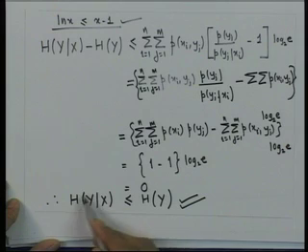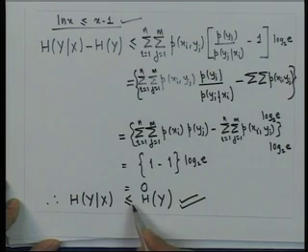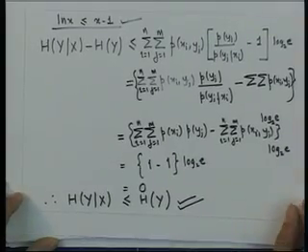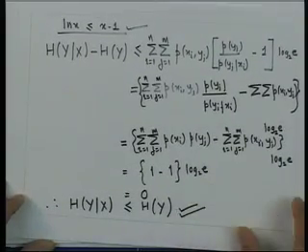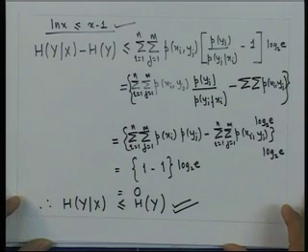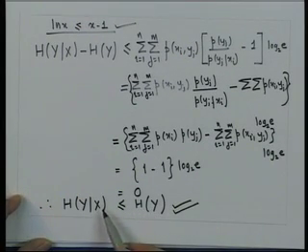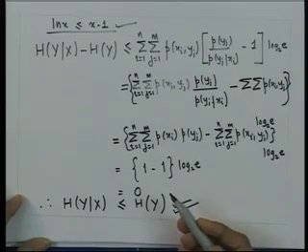And therefore, the information of h of y given x will always be less than or equal to h of y. Now, let us have a look at the relationships between the joint information, conditional information measures and the marginal information. So, I want to find out the relationship.